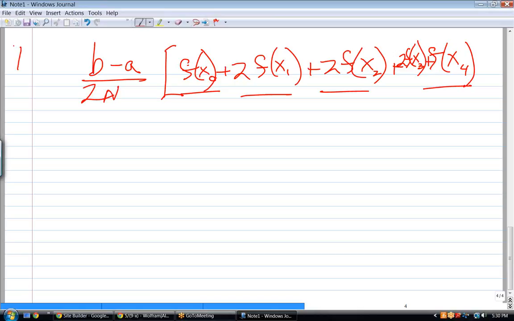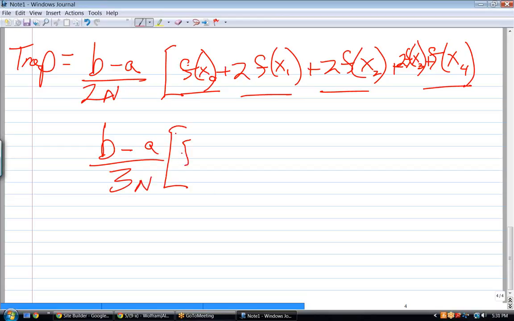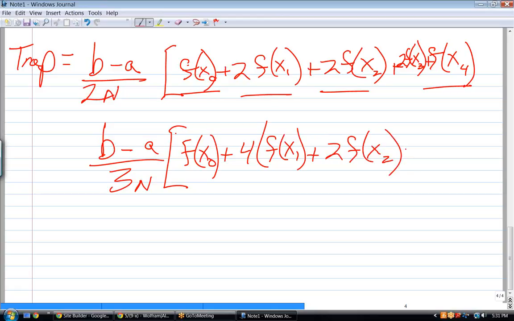This is the trapezoidal formula. And Simpson's formula is b minus a divided by 3n times f of x sub 0 plus 4 f of x sub 1 plus 2 f of x sub 2 plus 4 f of x sub 3, and then the last one has just 1 again, plus f of x sub 4.